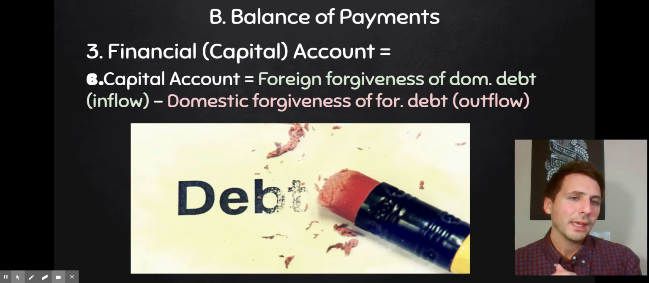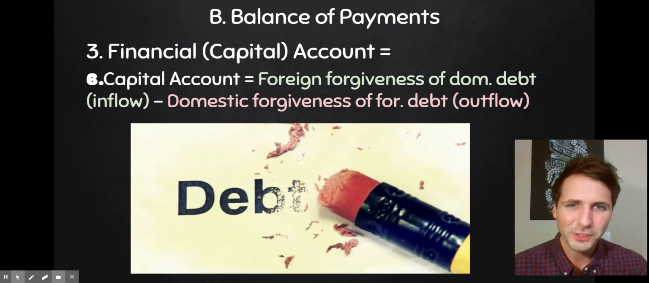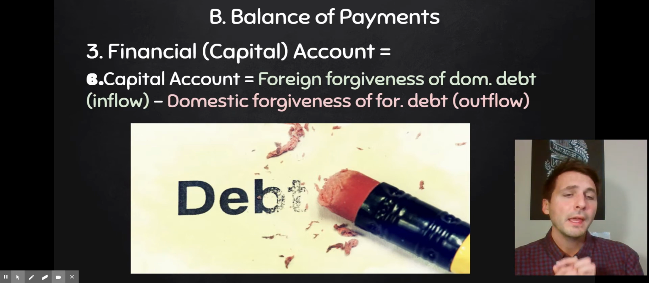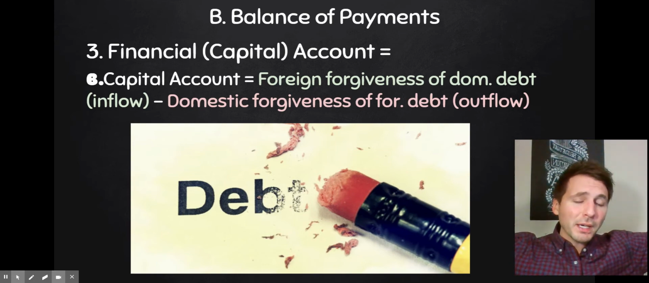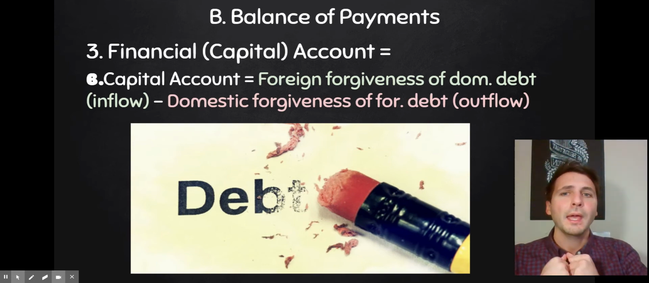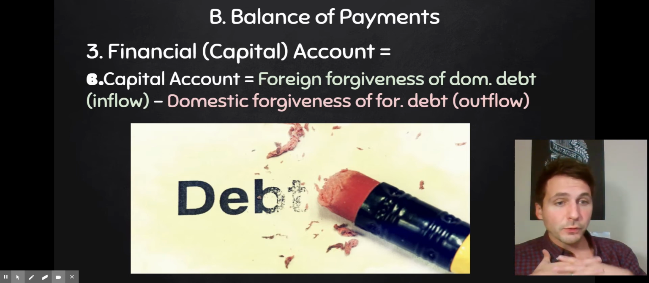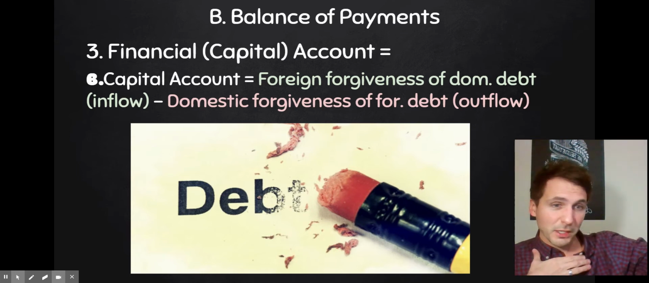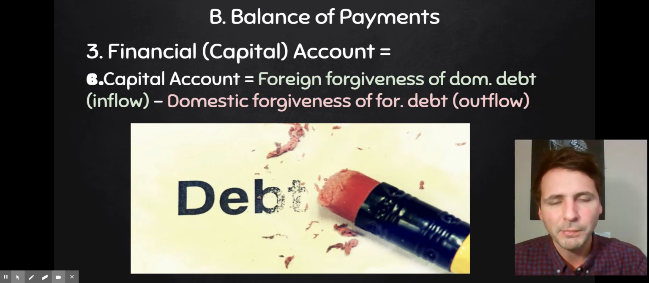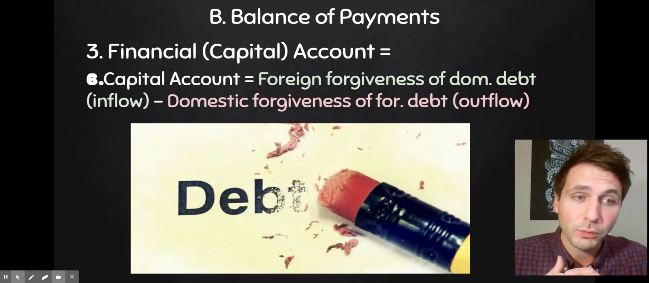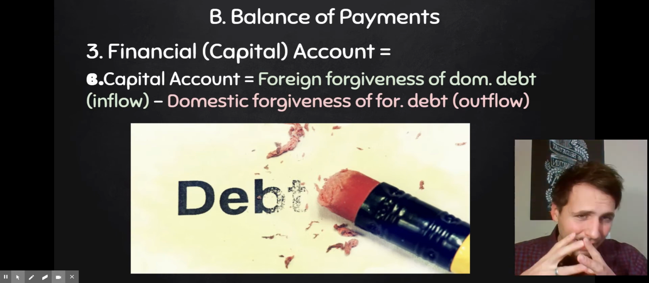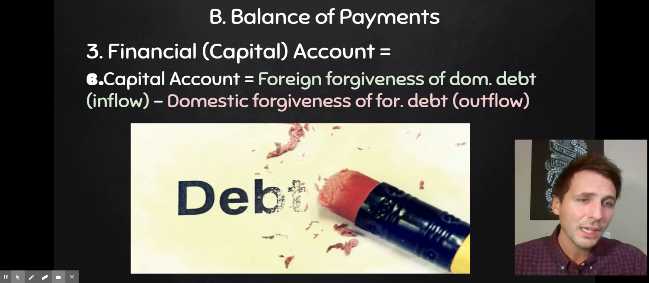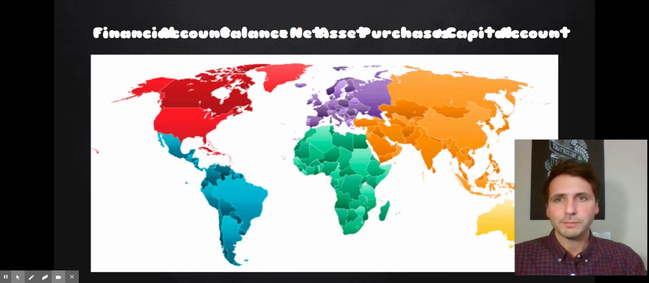Capital account is less common. Normally, I don't ask a question about this, but it's the forgiveness of debt. It's a positive when other nations forgive U.S. debt, right? They say, hey, you know what? You don't owe us that anymore. That's positive. We consider that inflow. When the United States forgives other nations' debt to us, right? You owe us money, but we're not going to make you pay it. That's going to be a negative. That's considered outflow, right? We didn't get the money that we're expecting to get. So that's the capital account. It's all about forgiveness of domestic debt.